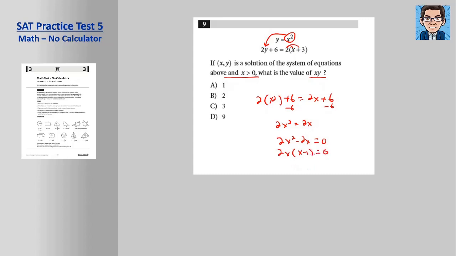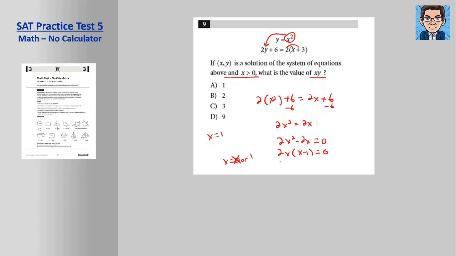So now each of these is going to equal 0. So 2x is going to equal 0 when x equals 0, and x minus 1 is going to equal 0 when x equals 1. But remember, the equation told us that x has to be greater than 0. So that takes that solution out, and we get x equals 1.